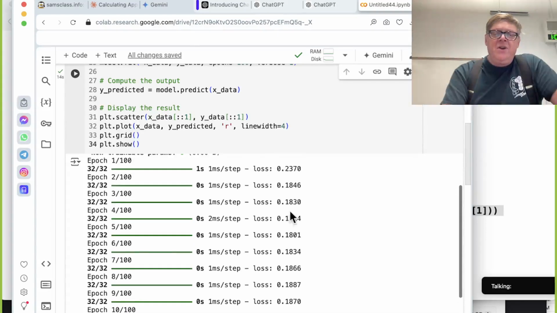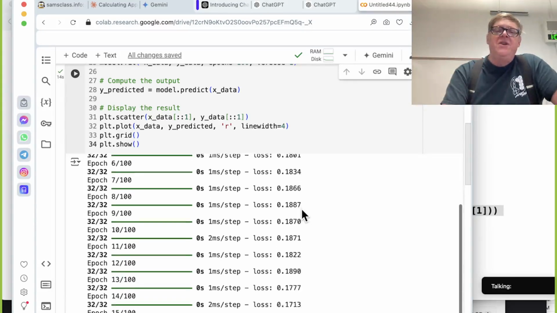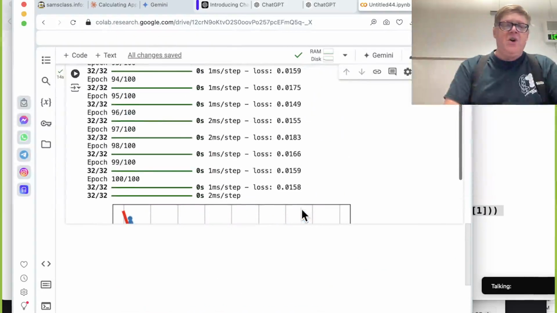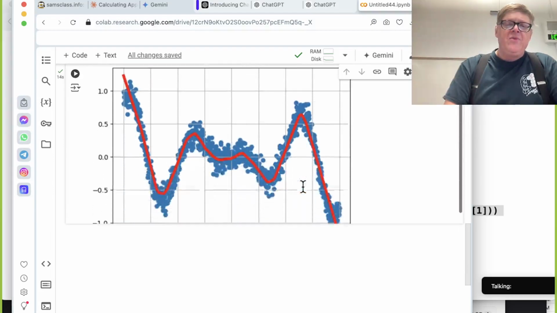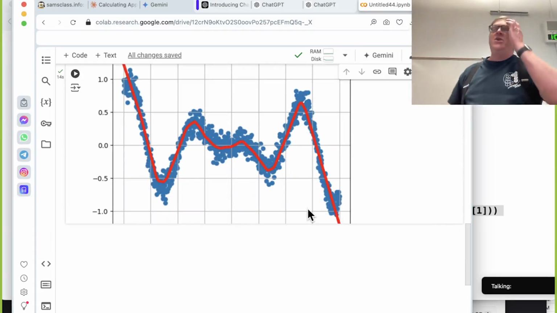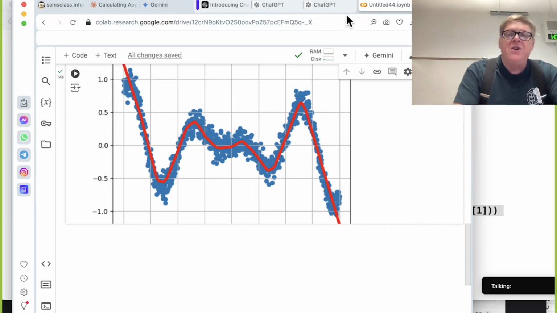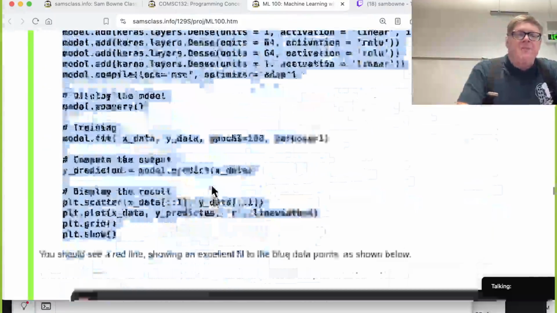So here we go. The loss is 0.2, 0.1. It's doing the same stochastic gradient descent, just taking little steps to make it small. And as you see, after 100 steps, it gets down to a small error of 0.015. And as you can see, it's a pretty good fit. It did a pretty good job of drawing a line through those points. So that was a success.